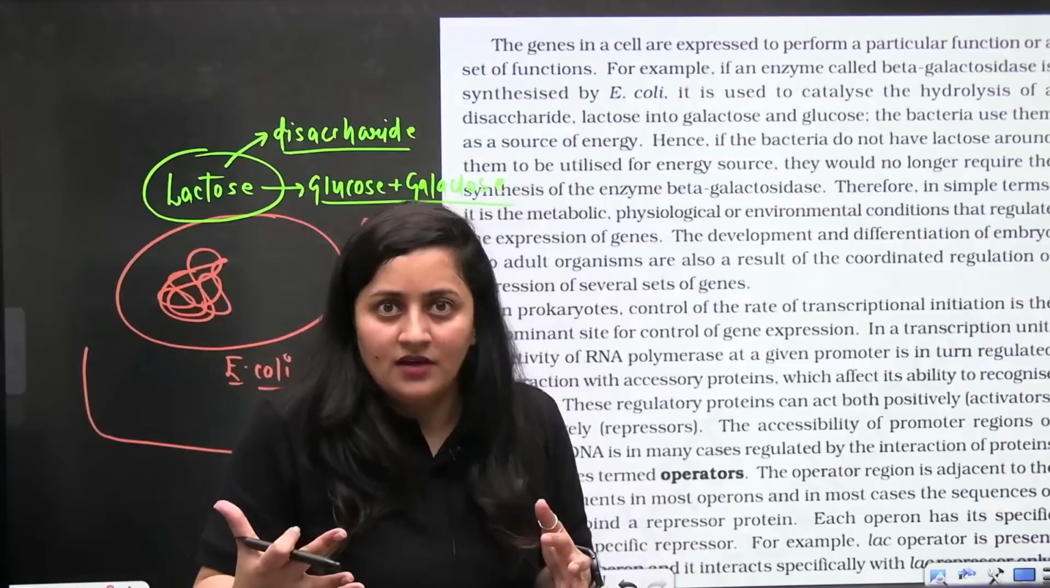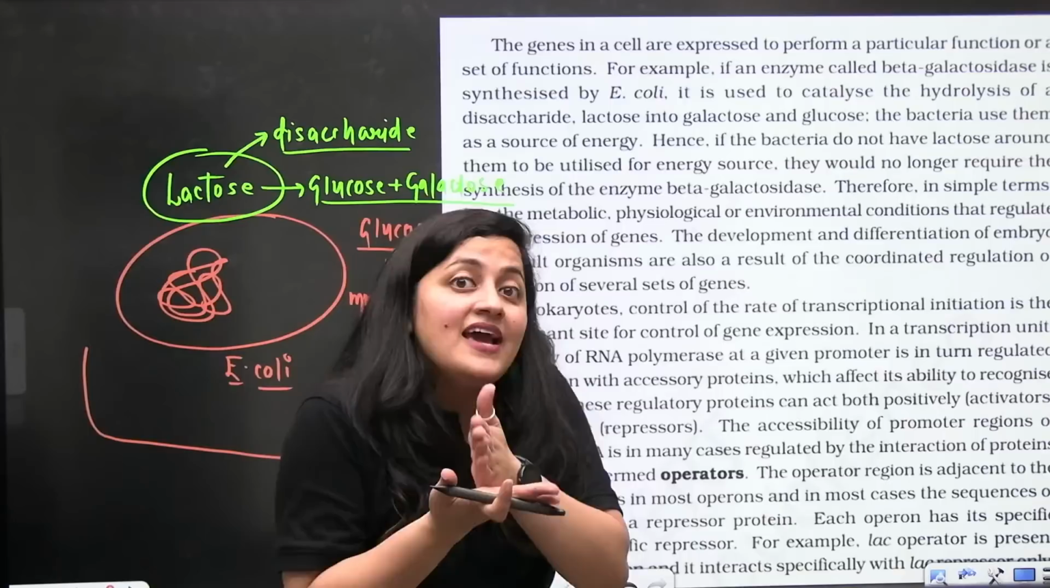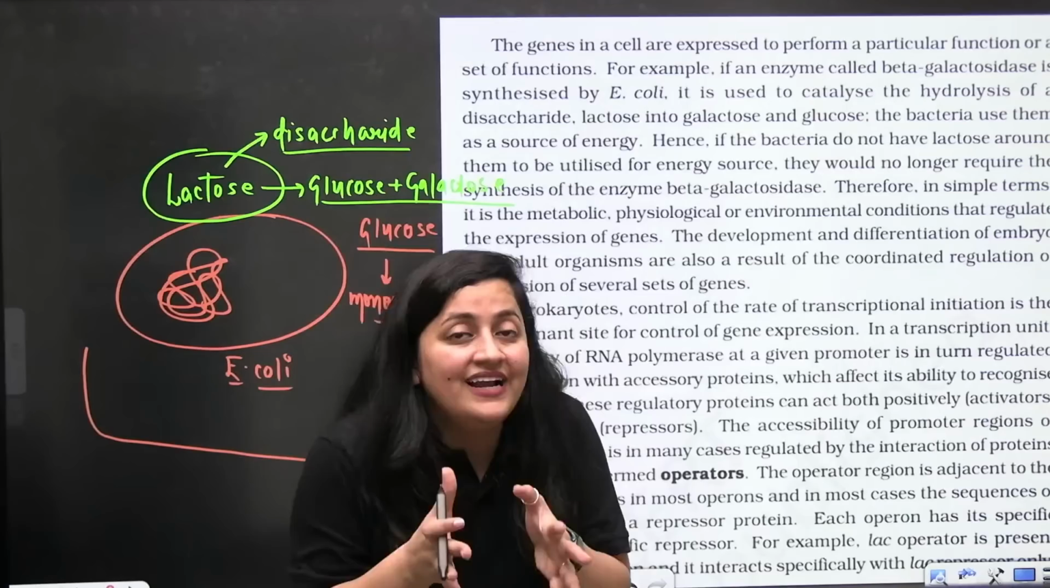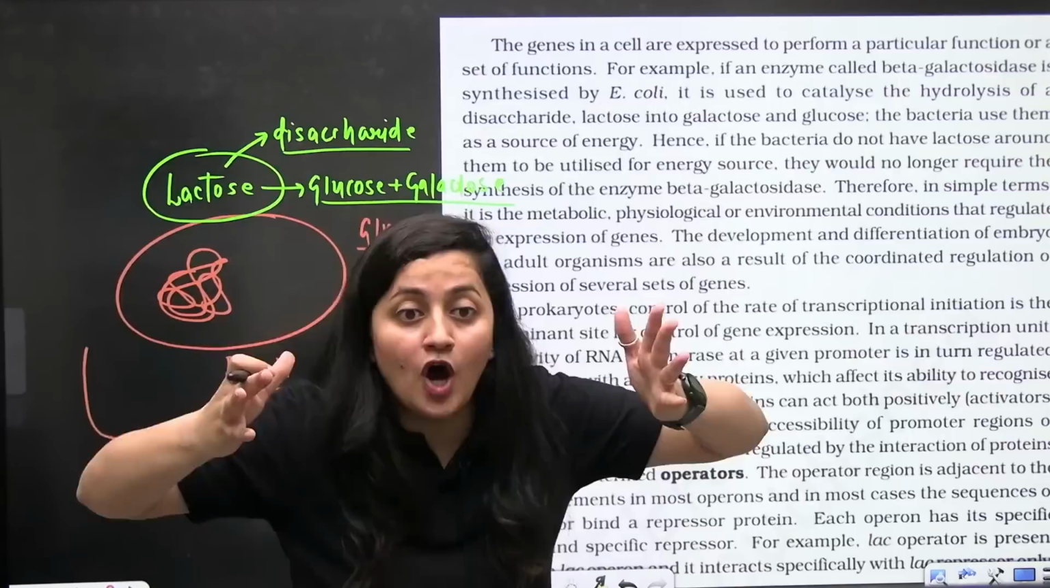So E. coli has the genes, E. coli has the enzymes that can break the lactose, that can help E. coli to digest the lactose, but it is not, you can say, switched on all the time.